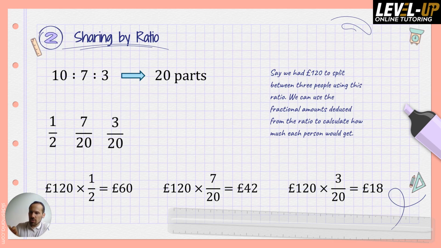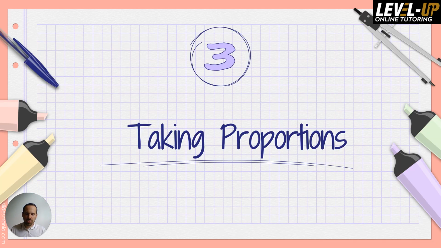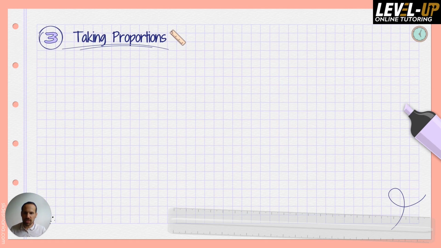So that's why we want to calculate fractions, to turn a ratio into a fraction. If we're trying to actually split something up based on some ratio like this, that's typically why we want to do that. So you see here where I'm taking a proportion of the 120. Let's look a bit more into that. How do we actually take proportions of a quantity?